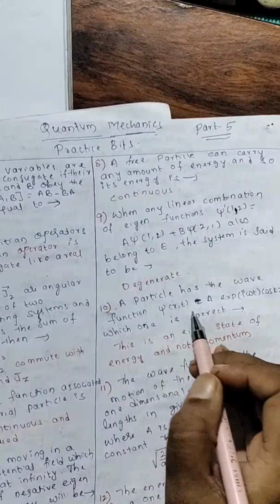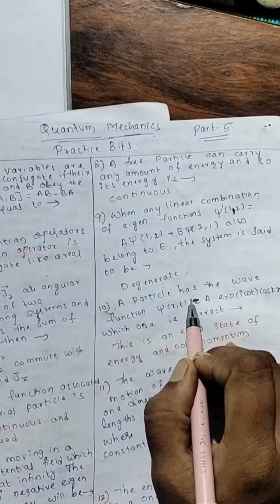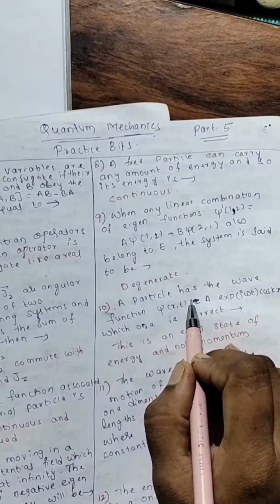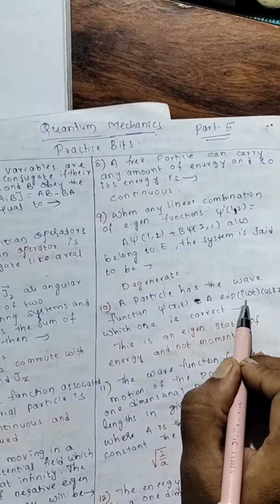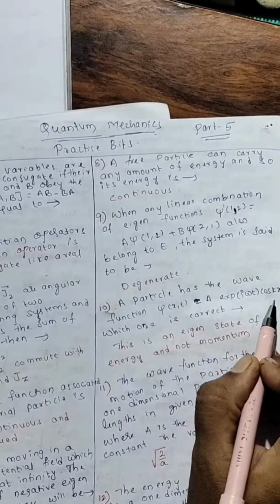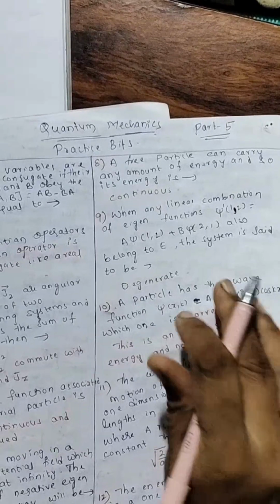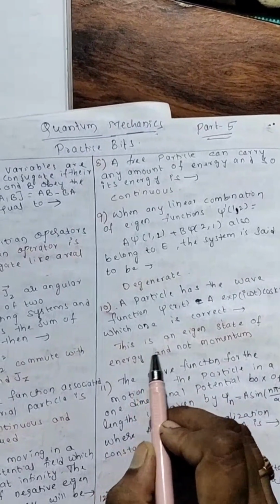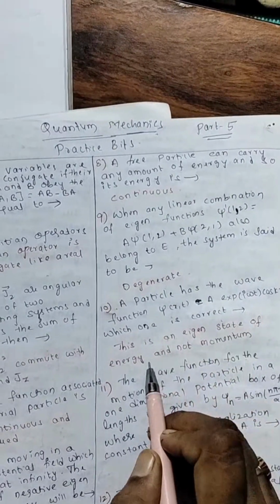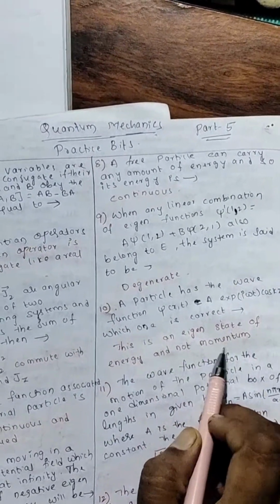Now next, a particle has a wave function psi(x, t) equal to A e to the power of i omega t cos kx. Which one is correct? He gave four statements. In that, the statement "it is an eigenstate of energy and not momentum" is the correct statement.